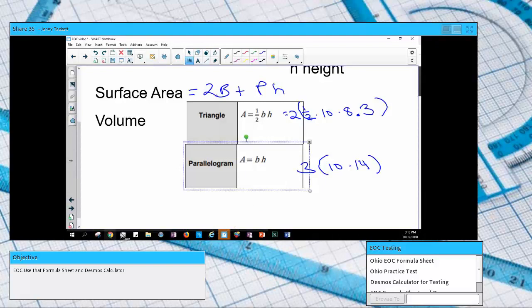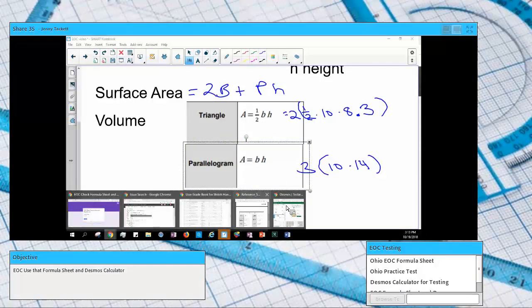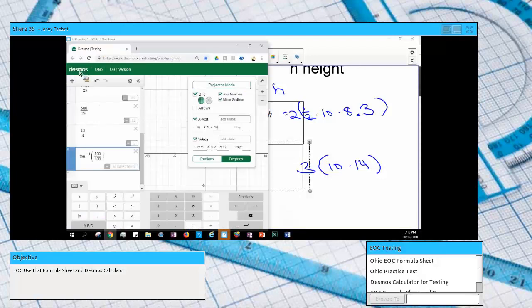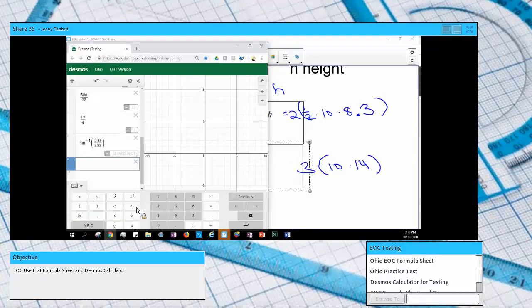We simply need to add all these up. So now I pull up my Desmos calculator. And into Desmos, I literally key in what I just wrote. Of course, you could eliminate the half and the 2. I'm just putting it in exactly as I wrote it.